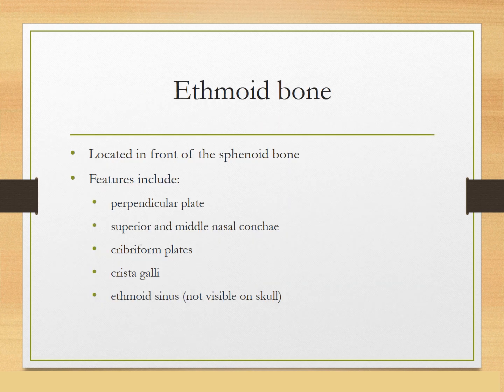The ethmoid bone is shaped like an iceberg. It's located from the sphenoid bone. Its features include the perpendicular plate of ethmoid, which forms part of your nasal septum. It also contains two pairs of scroll-shaped bones, the superior and middle nasal concha. Or think of it as like a conch shell. So it's kind of a curved bone.